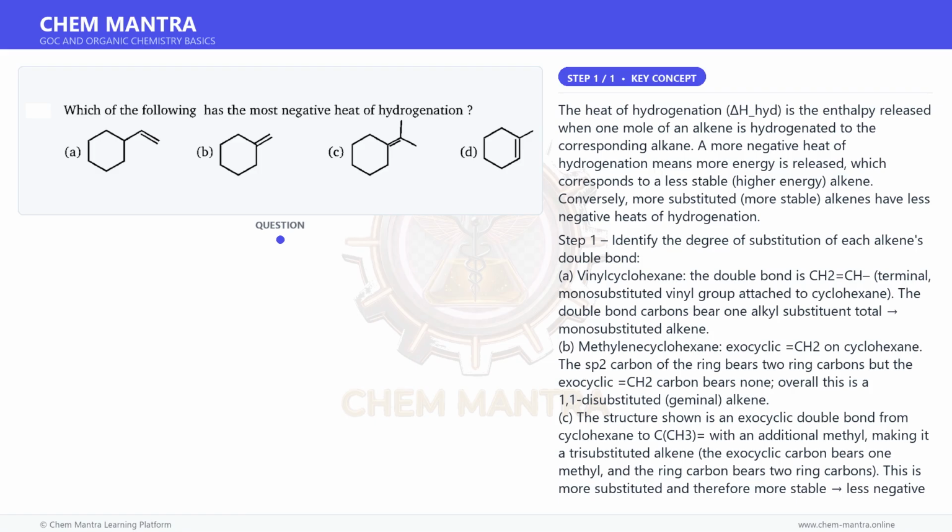Step 4. Why do the other options fail? B. Methylene cyclohexane is disubstituted, more stable than A, so it has a less negative ΔH_HYD than A. C. The trisubstituted exocyclic alkene is even more stable, so even less negative ΔH_HYD. D. The trisubstituted endocyclic alkene is similarly or more stable than B, so less negative than A.